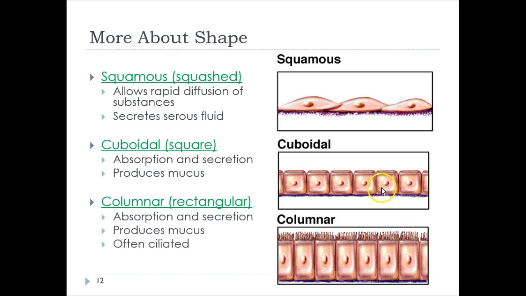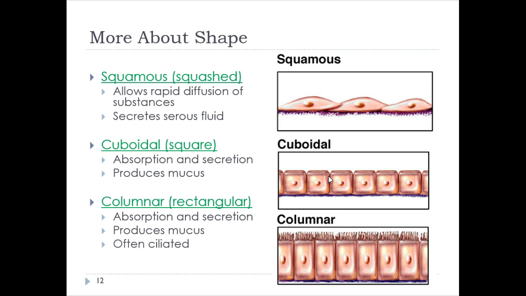Cuboidal is going to be square-shaped. They're great for absorption and secretion. And usually these are going to produce mucus. So anywhere you think about where mucus is going to be formed, you can assume that cuboidal cells are going to be there. So inside of your nose, down your trachea, all these areas where mucus is needed. You probably don't think that we need mucus in our small intestines, but we do. It helps us move things around. So there's a little bit there as well.